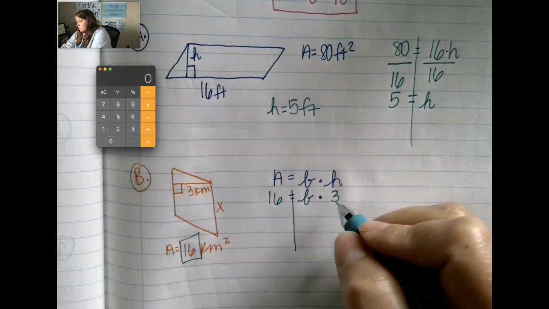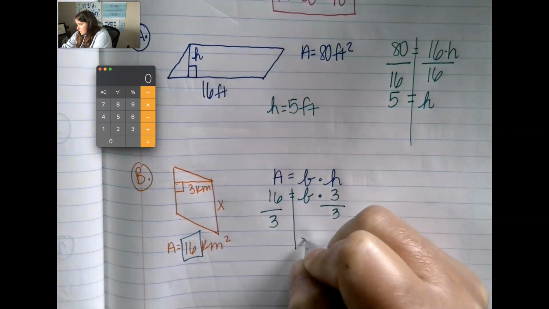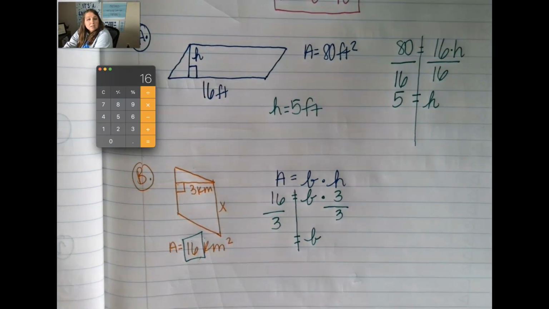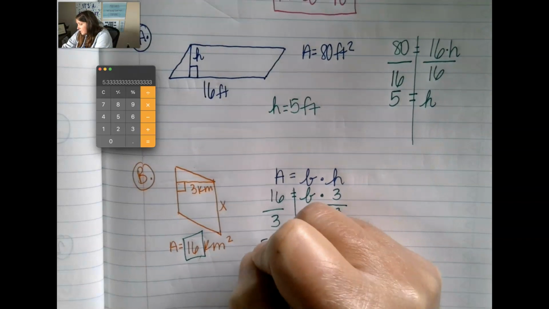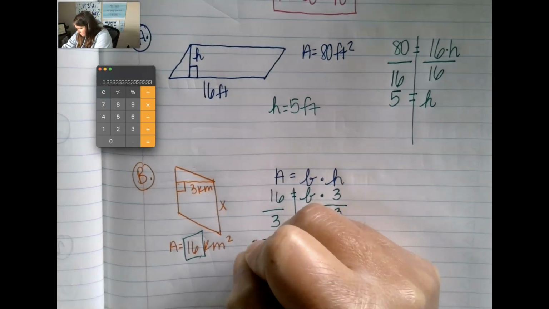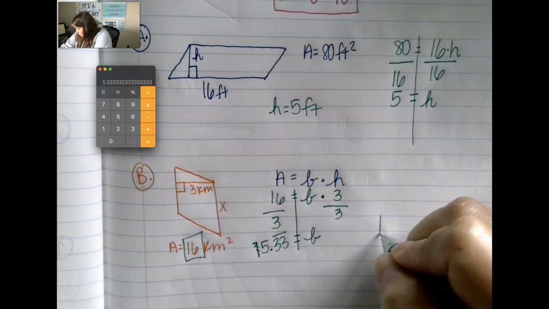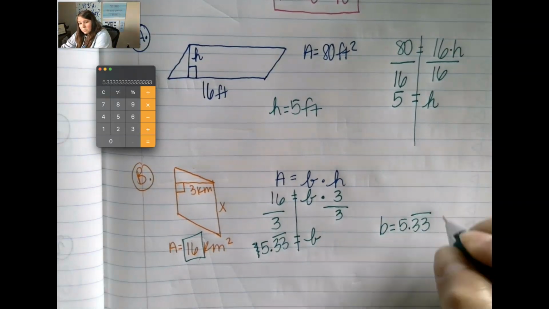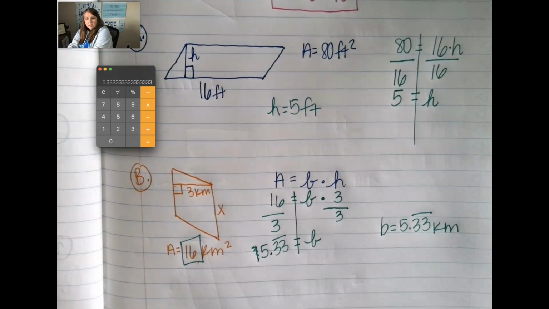So right now it's multiplication. To undo multiplication, I use division. So base equals 16 divided by 3, which is going to give us a decimal. That's a really long decimal, so we're just going to do 5.33 since it's repeating. So base equals 5.33 repeating. That little symbol means repeating. And these were kilometers.